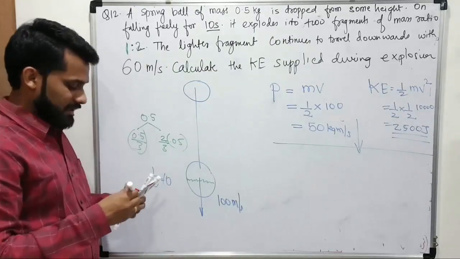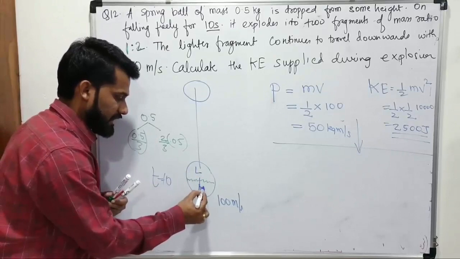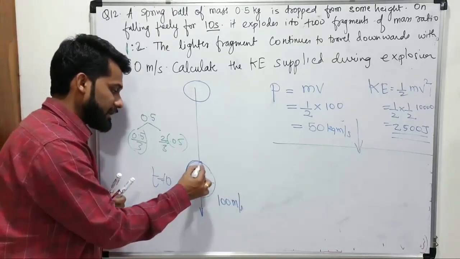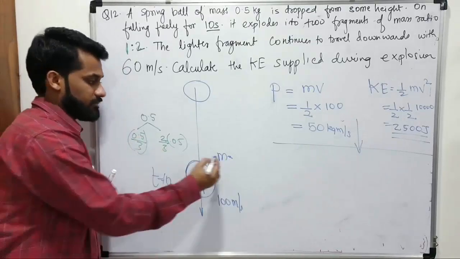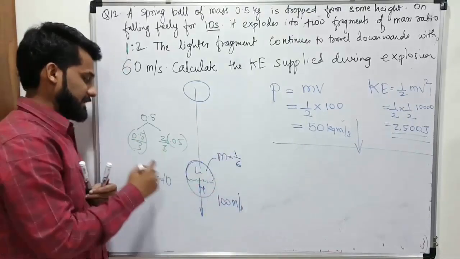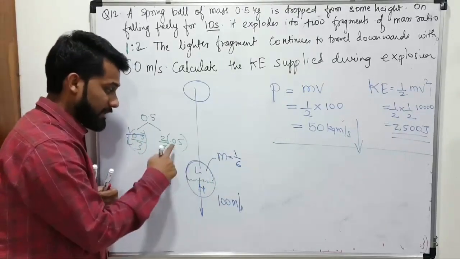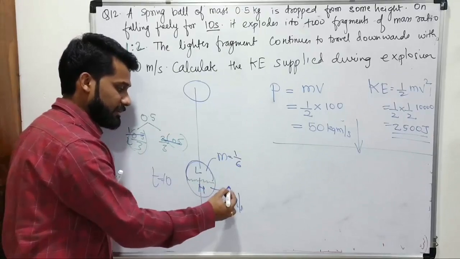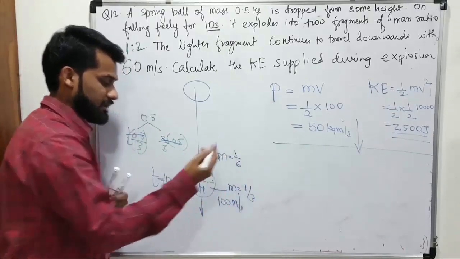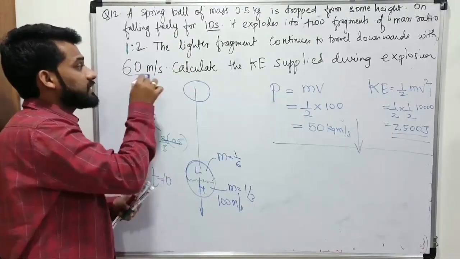Let us say this one is the lighter particle and this one is the heavier particle. The lighter particle's mass is 0.5 by 3, which is 1 by 6. 0.5 already is 1 by 2, so 1 by 6. And the heavier particle's mass is 2 into 0.5, which is 1. The heavier particle's mass is 1 by 3. So the lighter particle continues its journey with the speed of 60.